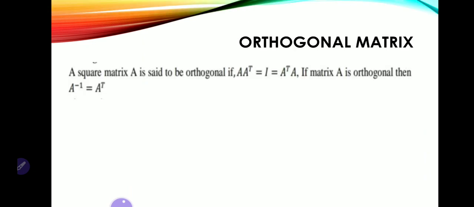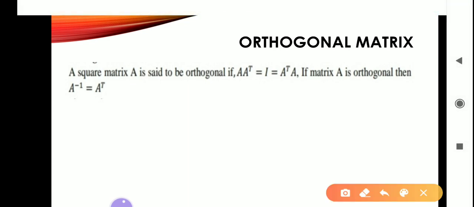So first one is orthogonal matrix. What is meant by orthogonal matrix? A square matrix A is said to be orthogonal if A transpose into A is equal to A into A transpose is equal to I. What is I here? I is the identity matrix.